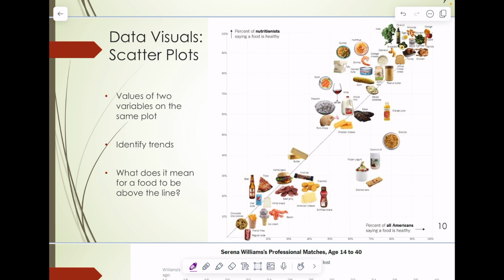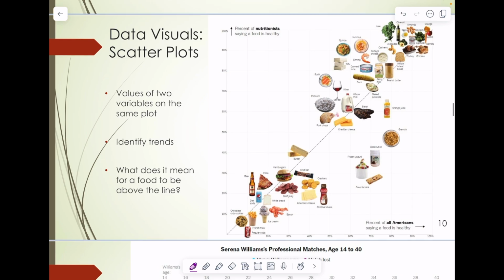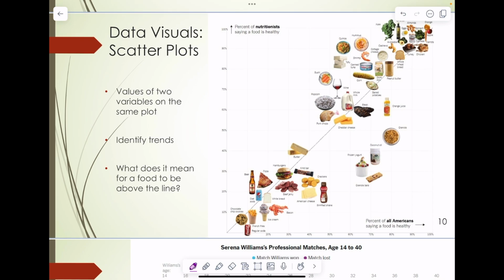Okay, the next sort of plot I think we're pretty familiar with is the scatter plot, but this one has a sort of new take on it. It shows a little picture of the food. And so this significantly, in my opinion, enhances the readability of this scatter plot. Okay, let's dig into the scatter plot.